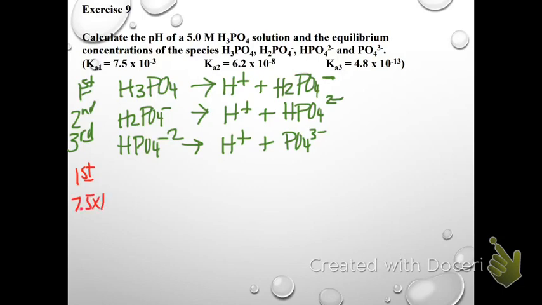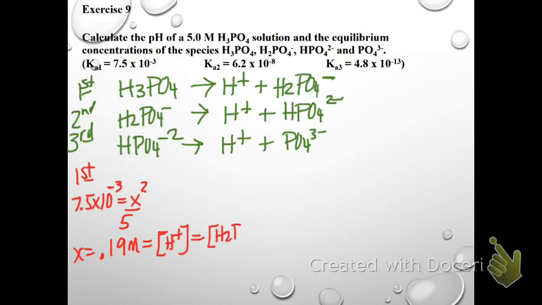7.5 times 10 to the negative 3 is going to be equal to x squared over 5 molar. I don't know why I put the M in there. It doesn't go there. That's a giant concentration, and it's very little dissociation because it's a weak acid, so we can for sure neglect x here. Okay, then x is going to end up being 0.19 molar, which is equal to the hydrogen concentration and the H2PO4 minus concentration. Do you agree with that? Yes, because they dissociate 1 to 1.